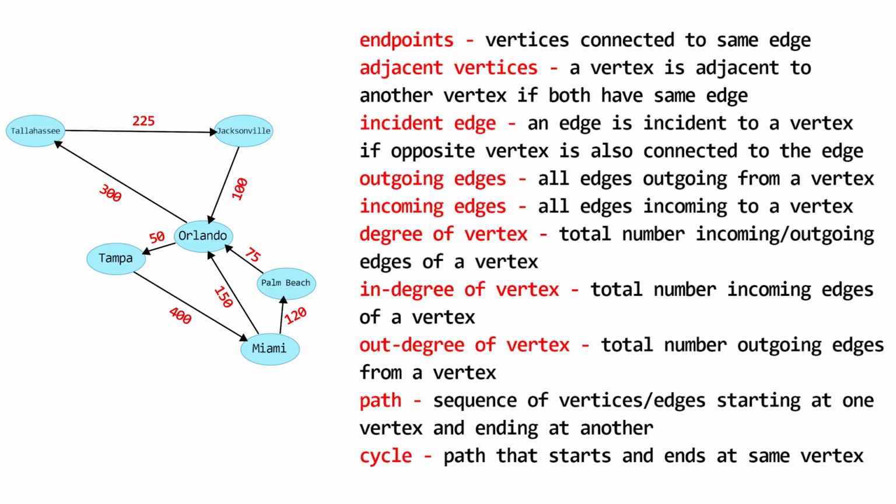A path is a sequence of vertices and edges starting at one vertex and ending at another. So we could say Miami to Palm Beach to Orlando is a path, and there are 2 edges along the way. So you would make sure you say Miami to Palm Beach is 120 miles, and then Palm Beach to Orlando is 75 miles. A cycle is a path that starts and ends at the same vertex. So we can begin at Miami, go to Palm Beach, then go to Orlando, then go to Tampa, and then come back down to Miami, and that's a cycle.